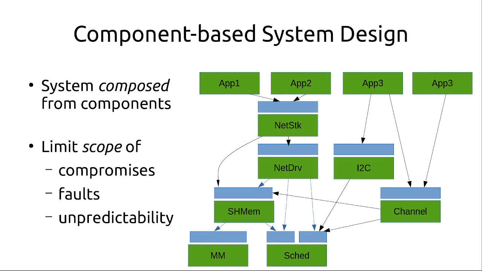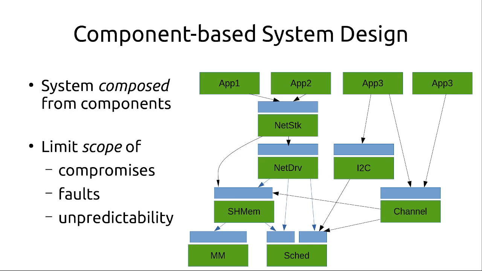So we have composed a system out of components, so design has moved to that level, right? And now the scope of things like security compromises, of faults within some of these service components, and the unpredictability within the system is limited by design. So for instance, when we think about App 1 and App 3, it might be the case that App 3 is relatively trusted and relatively simple. All that it's doing is talking to some device over I2C, using a channel to pass some data maybe to App 1 that talks over the network, right? App 1 might be relatively complicated, App 3 maybe not so much.